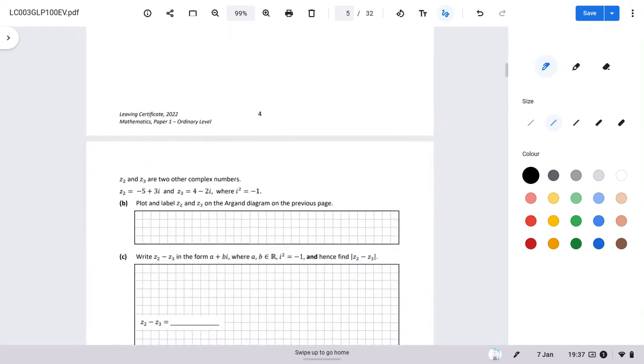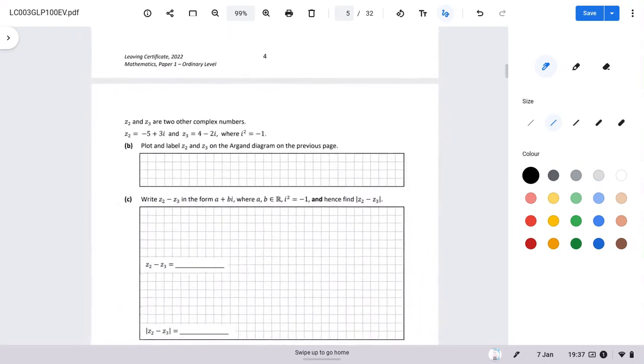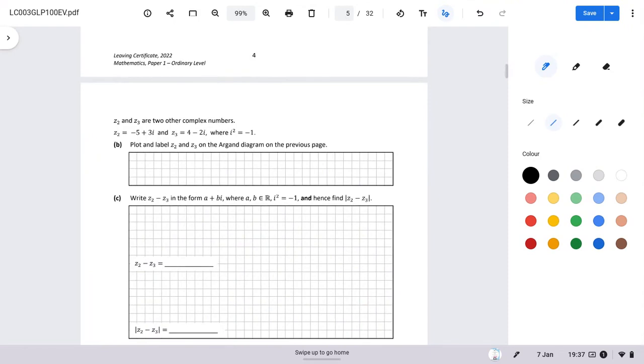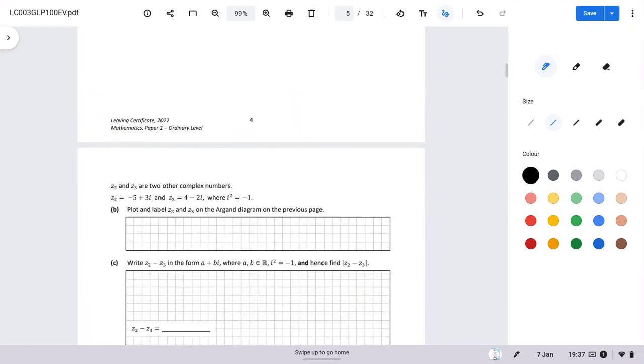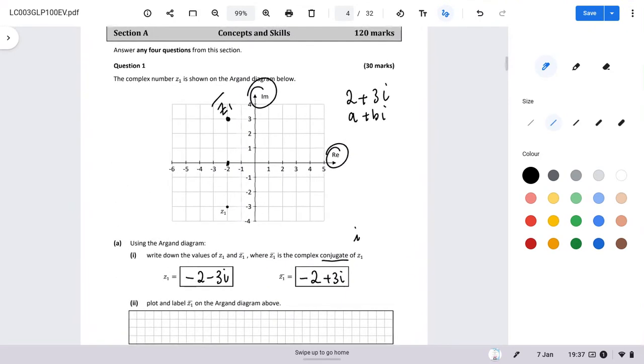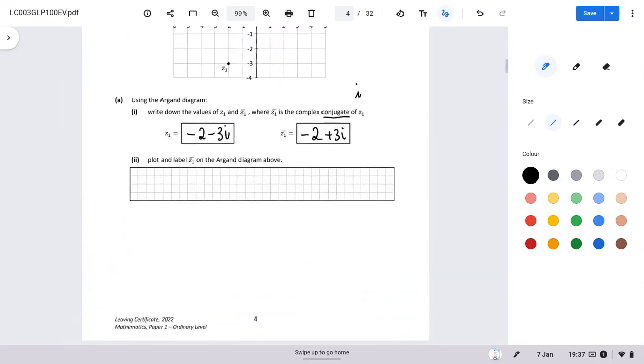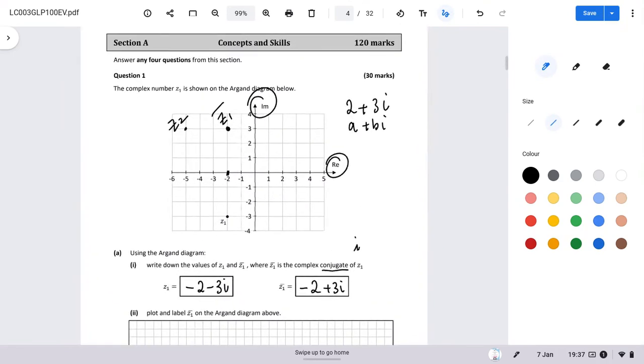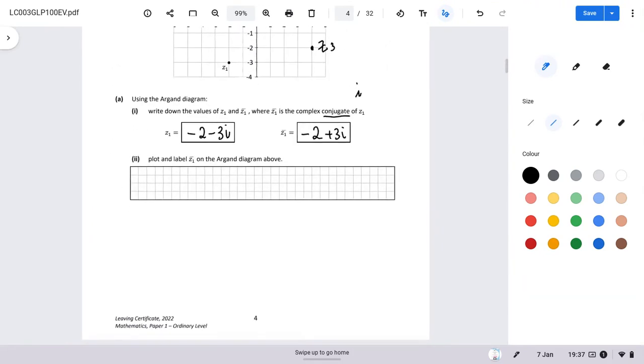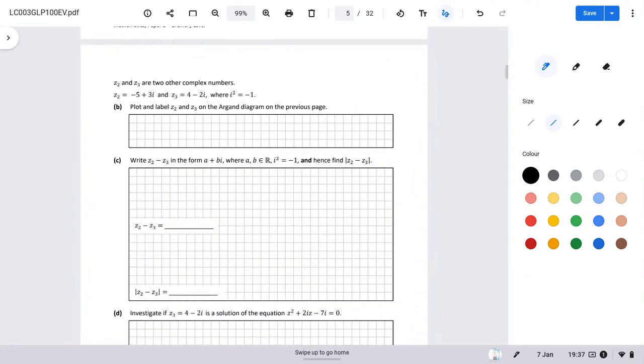Next thing, Z2 and Z3 are two other complex numbers. Plot and label Z2 and Z3. So Z2 is minus 5 plus 3i. So minus 5 plus 3i, there's our Z2. And 4 minus 2i. So 4 across, 2 down, we dot, label it Z3. So that's that bit done.